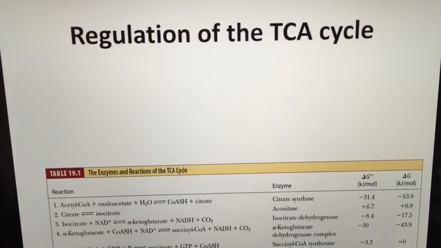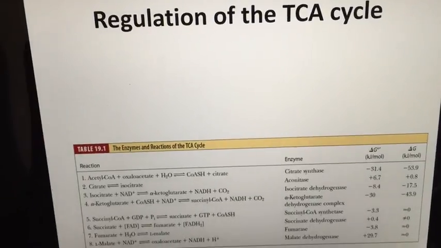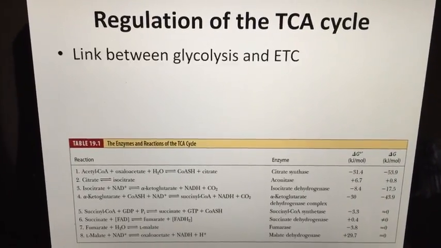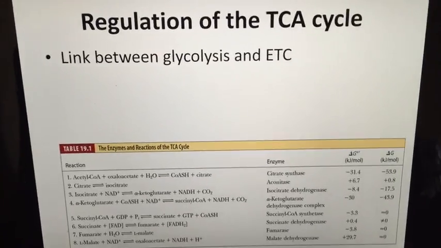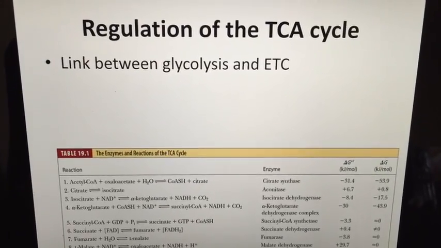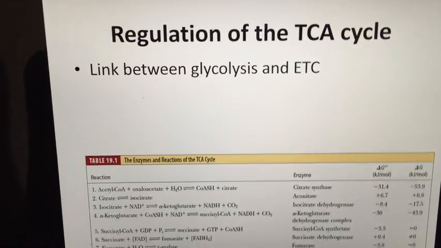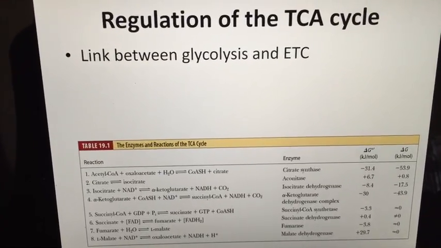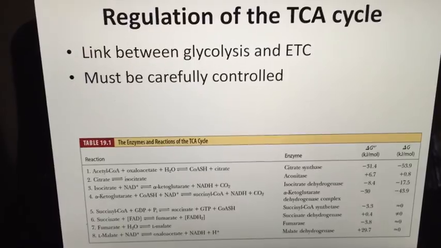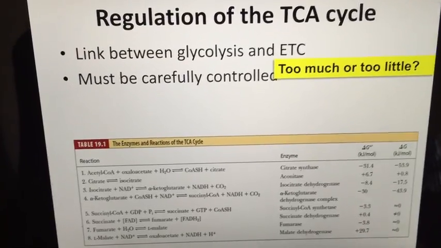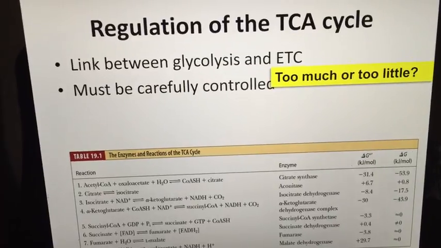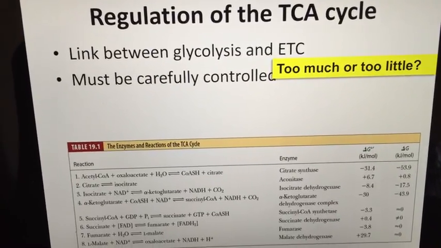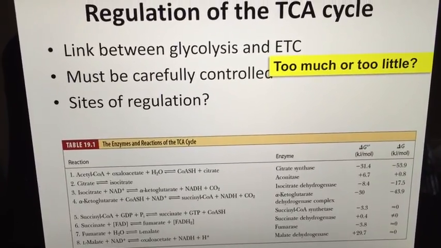Alright, so the last final part about the citric acid cycle we need to worry about is regulation of the cycle. Now, the citric acid cycle is very important. It's the link between glycolysis and the electron transport chain and the production of large amounts of energy. So because of that, it needs to be carefully controlled. If we've got too much energy, we need to slow down the cycle. If we've got too little energy, we need to speed up the cycle.